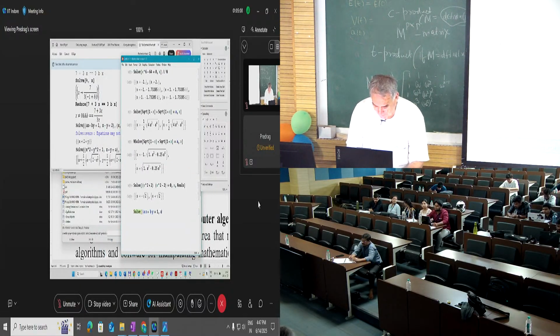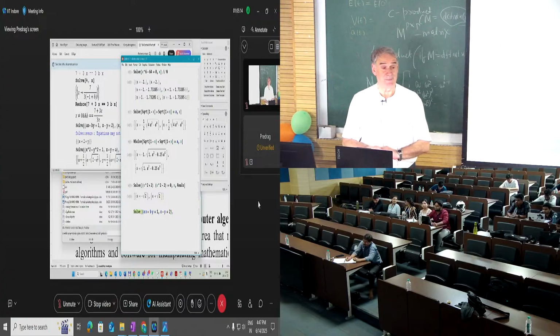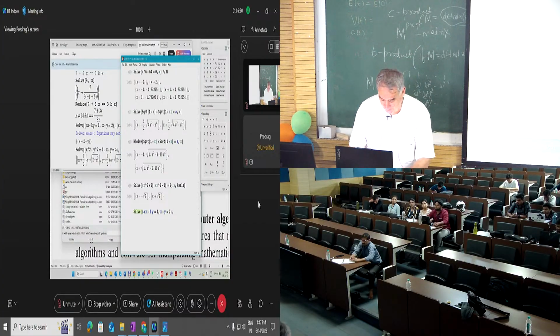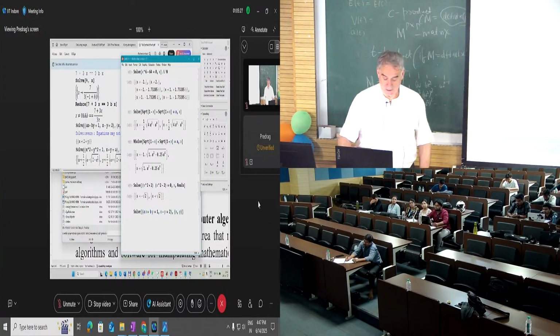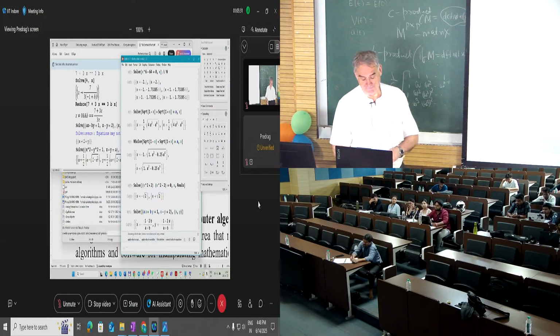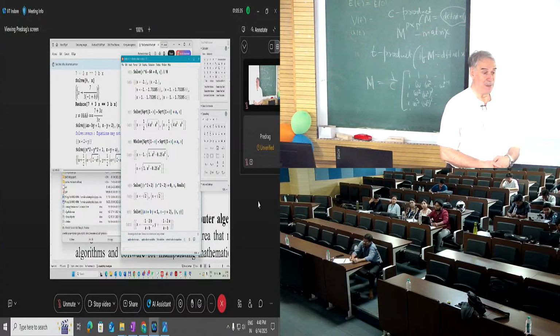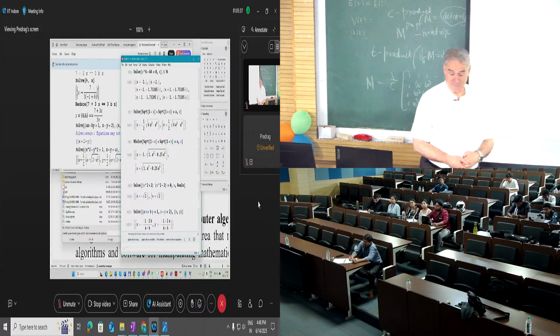x minus y equals 2, comma, and then you can specify with respect to which variables you want the solution. With respect to which variables, x and y. Finish with the function, shift enter. In this way we can solve an arbitrary system of linear equations.